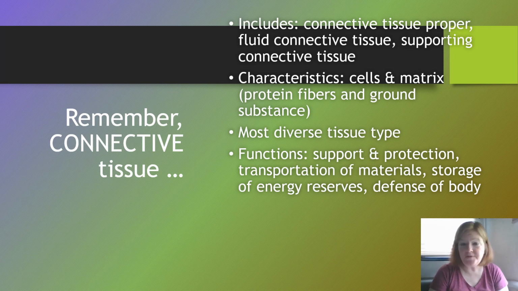So connective tissue includes connective tissue proper, fluid connective tissue, supporting connective tissue. It has cells and a matrix. Remember that matrix is a mix of protein fibers and ground substance. It is the most widespread and diverse tissue type in the body, and it has a wide variety of functions, including support, protection, transportation of materials, storage of energy reserves, and defense of the body.